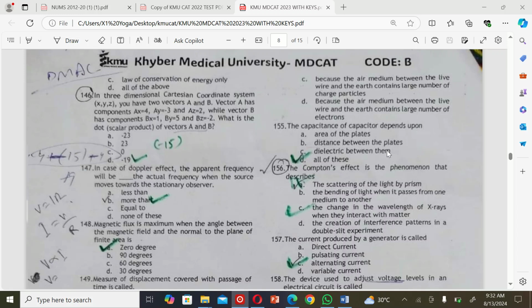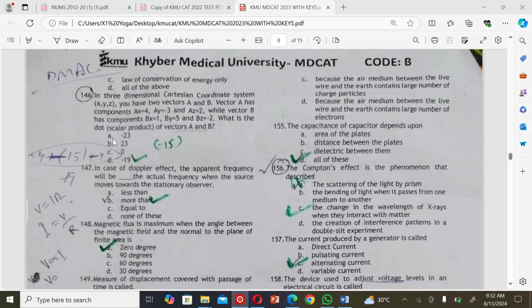Let's get started. So the first MCQ is in a three-dimensional Cartesian coordinate system XYZ. You have two vectors A and B. Vector A has components Ax equal to 4, Ay equal to minus 3, and Az equal to 2, while vector B has components Bx equal to 1, By equal to 5, and Bz equal to minus 2. What is the dot (scalar) product of vectors A and B?